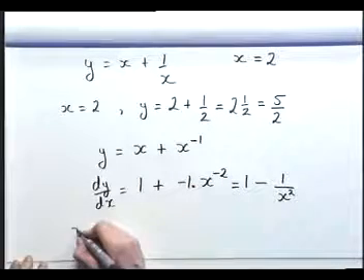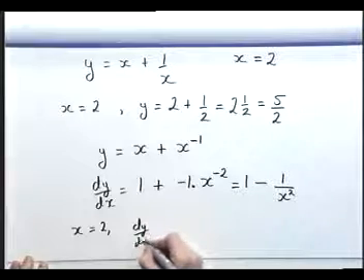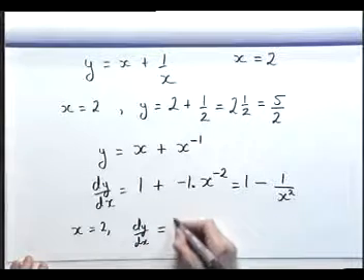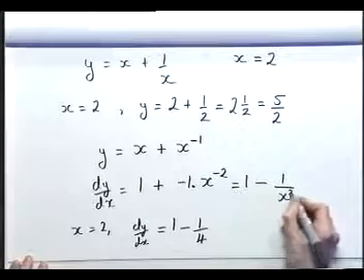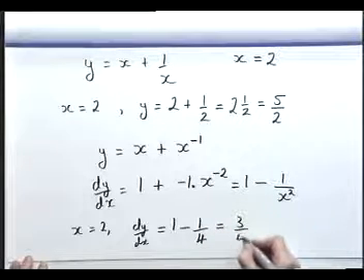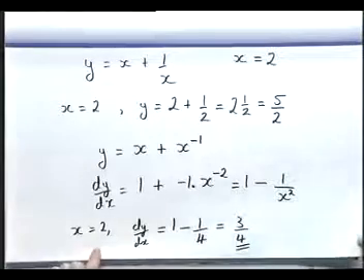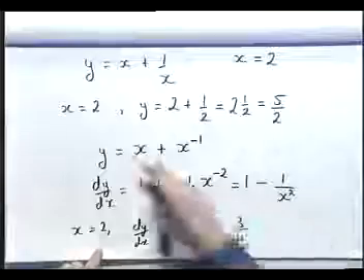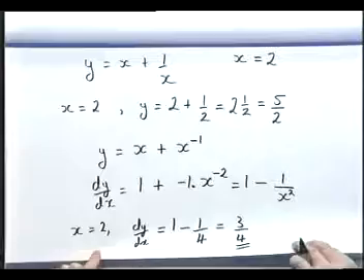x is equal to 2, and so my gradient dy by dx is equal to 1 minus 1 over 4. 2 squared is 4, and 1 take away a quarter leaves me with 3/4. So, we have got a point, 2, 5 over 2, and we've got a gradient of 3/4. And so we can find the equation of the tangent.